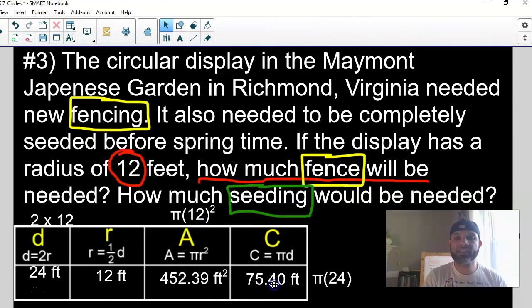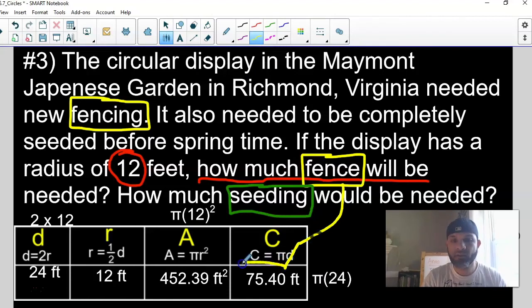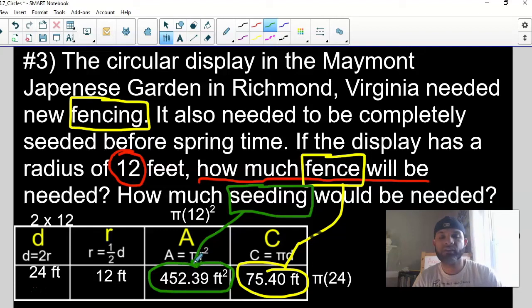So how much fencing are they going to need? They're going to need 75 and 40 hundredths feet, and we just call it 75 feet. And how much seeding are they going to need? Well, they're going to need 452 and 39 hundredths square feet of seeding for the big circular display at Maymont. All right, so that's that.